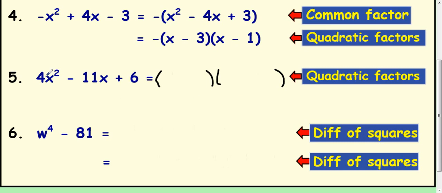This is quite a hard example because there's different things that make up 4, so if you think about that, you could have a 1 and a 4, or a 2 and a 2. And to make up the 6 at the end, same idea, you could have a 1 and a 6, or a 2 and a 3. So there's quite a few things to pick from. Now I tend to go with the values that are closer together.